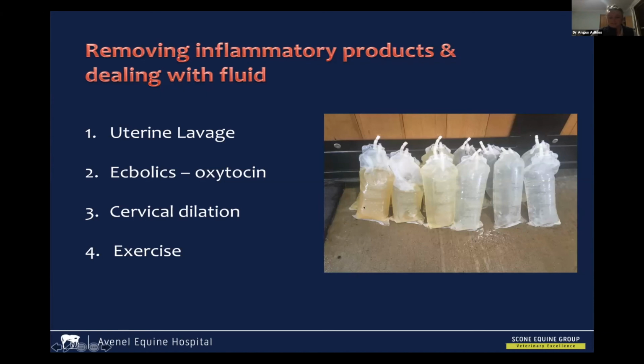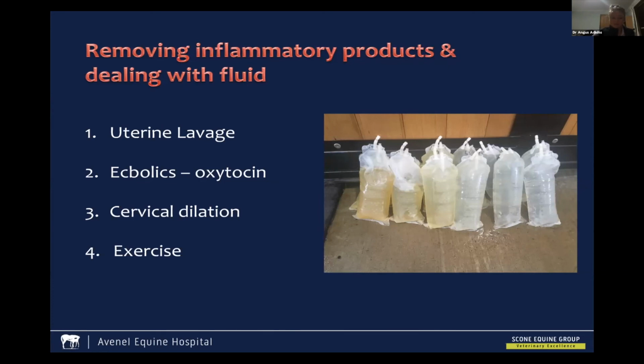And this is done to remove physical debris, but also to dilute out bacteria. And this process can be repeated over and over until we're satisfied that the level of contamination is reduced. And this is combined with drugs to promote uterine clearance, so oxytocin, sometimes dilating the cervix just to make the passage, and kind of forgotten is exercise. Promote natural uterine clearance.